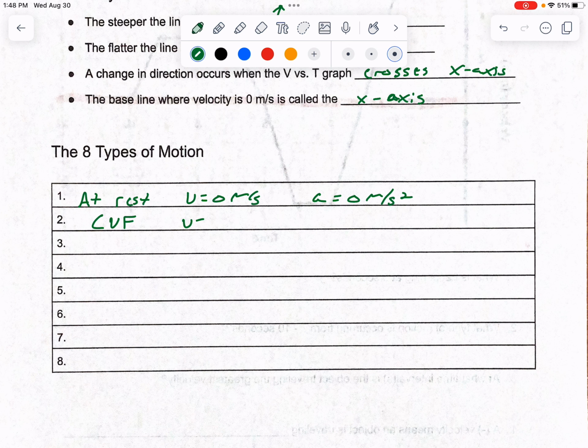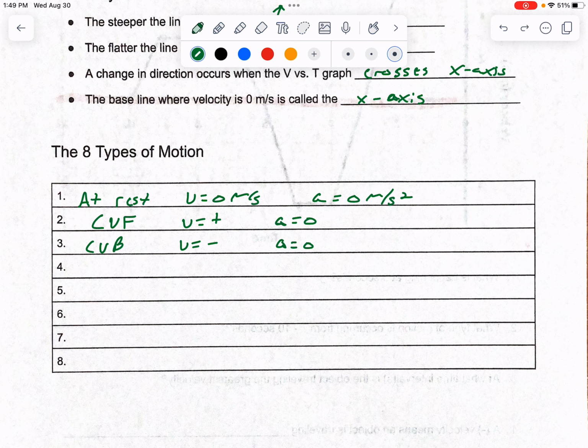That means our velocity is going to be positive, because you're going in a forward direction, and your acceleration is going to be 0, because if you're going constant velocity, you're not accelerating or decelerating. Then the opposite of that would be constant velocity backwards, which means your velocity is going to be negative, and your acceleration is still going to be 0. The key takeaway there is that a constant velocity would be a horizontal line on a graph. It just means you're constantly going the same velocity the entire time and you're not accelerating.